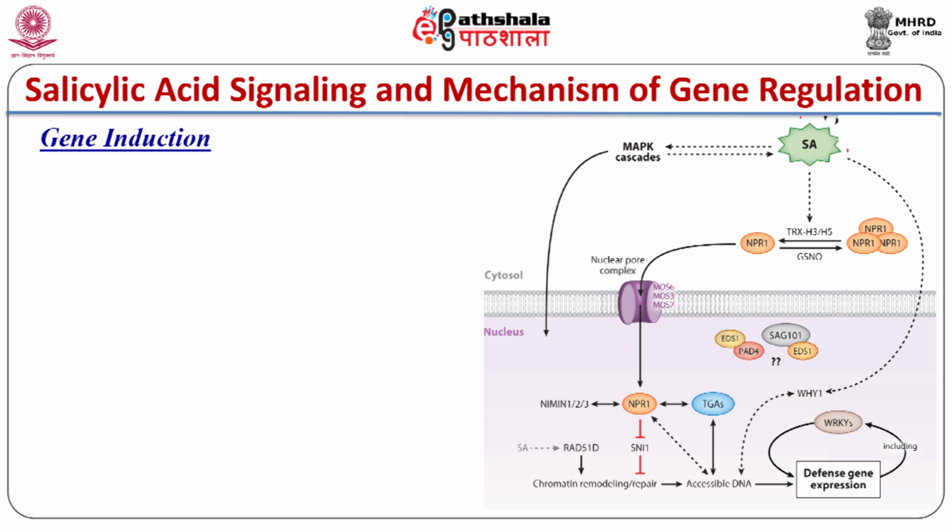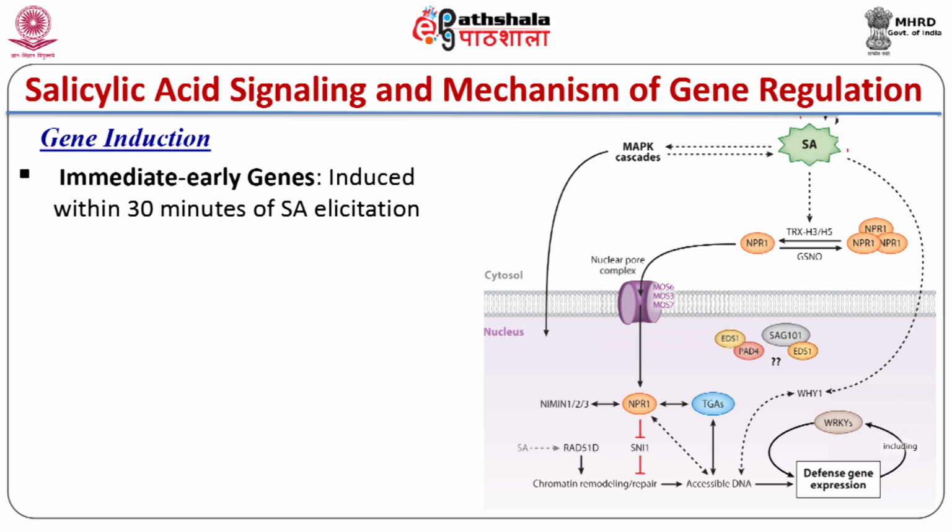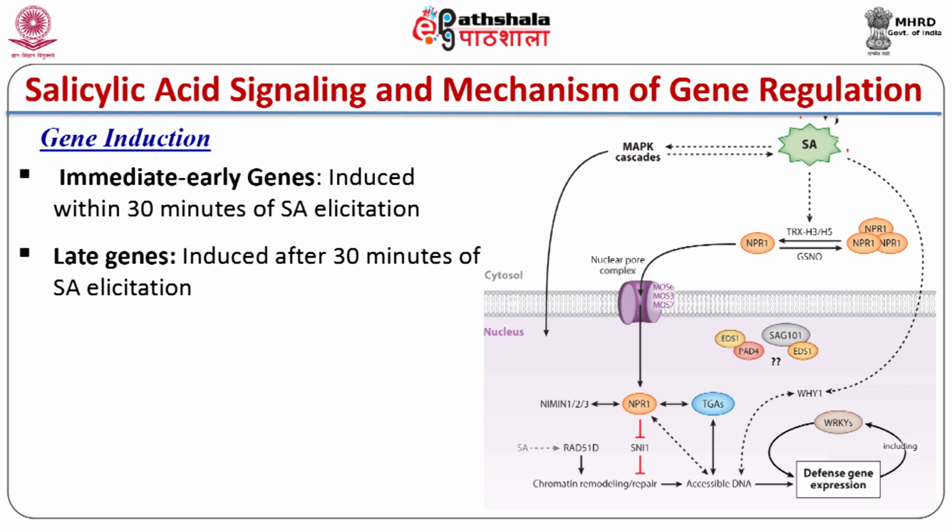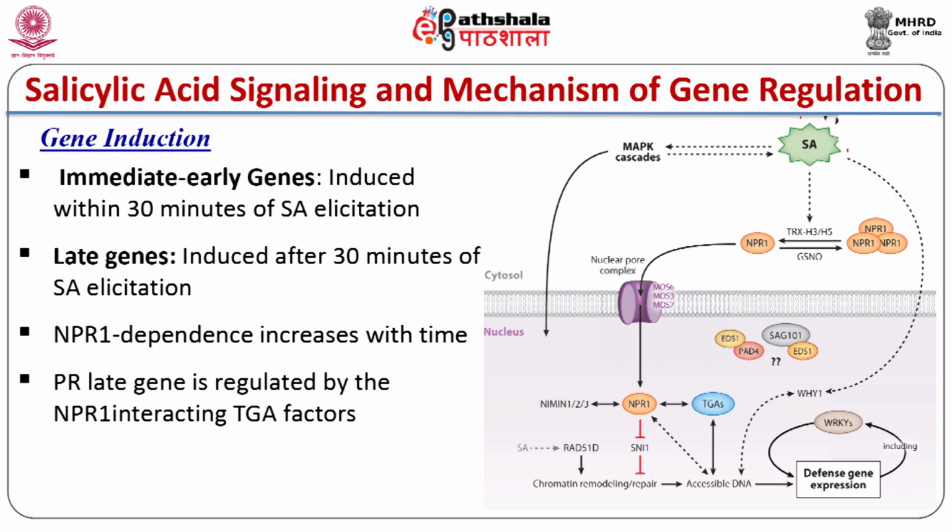Genes acting downstream of SA induction are classified in two groups. Genes which are induced within 30 minutes of SA elicitation are called immediate early, and ones induced after 30 minutes are called late genes. Induction of immediate early genes is NPR1 dependent. Their NPR1 dependence increases with time. PR1 is the most studied SA inducible late gene.